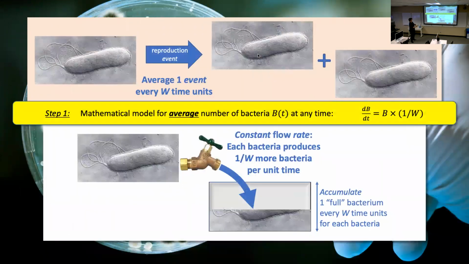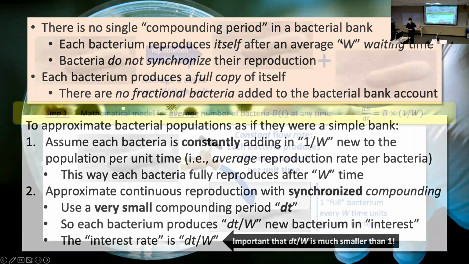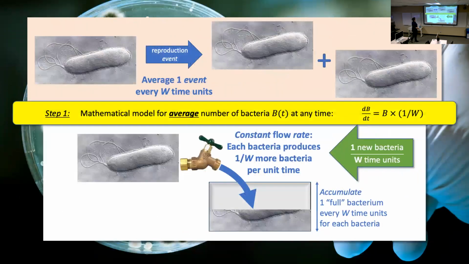Again, this dt has to be much smaller than W. So dt divided by W has to be much smaller than 1. The time step that we're simulating has to be way smaller than the duration of the fastest event in our system. In this case, the fastest event is the waiting time between reproduction events. So we need dt to be much smaller than that waiting time in order for this to work. All right, let's see what I mean by that.